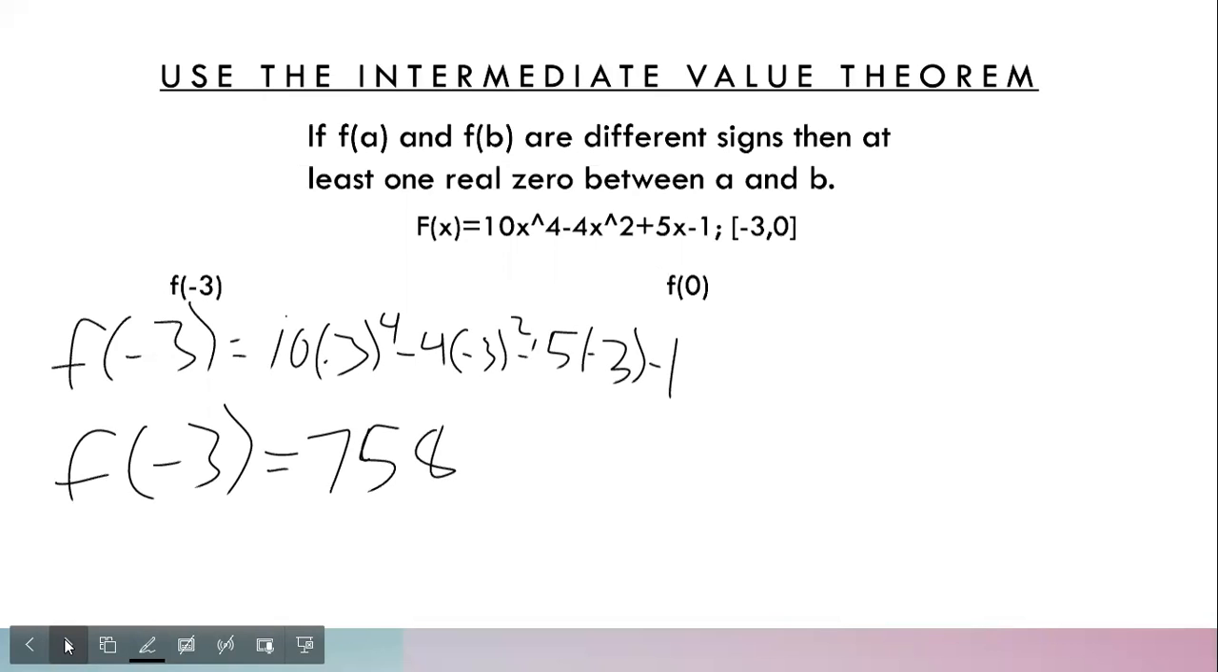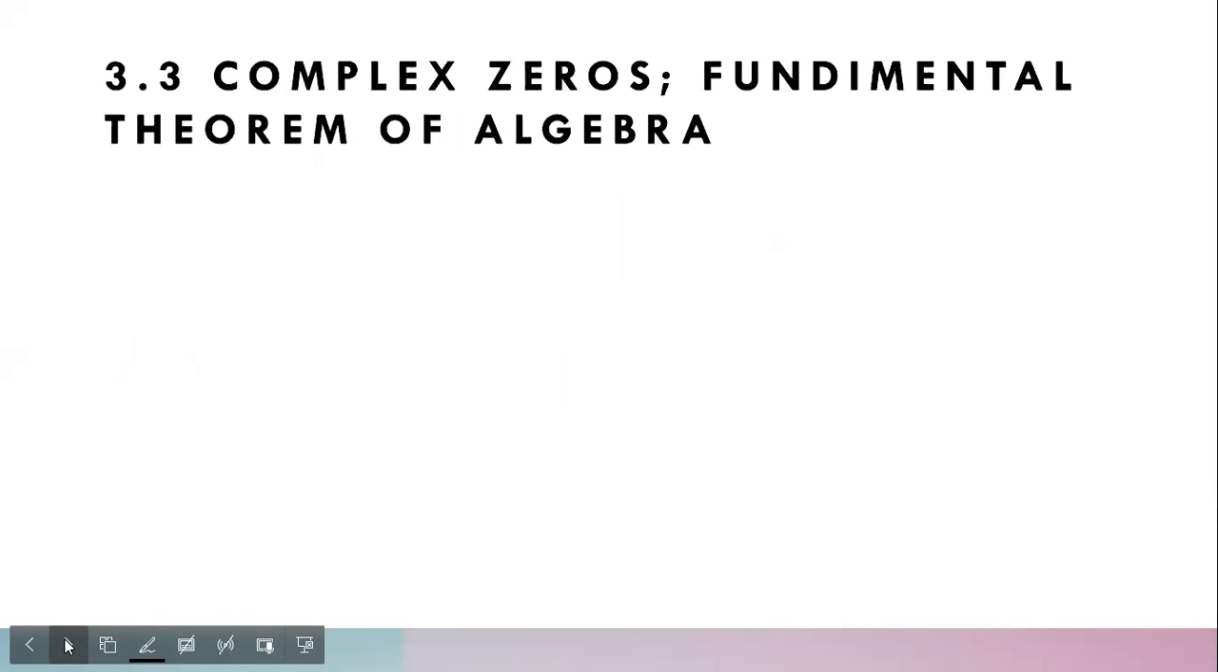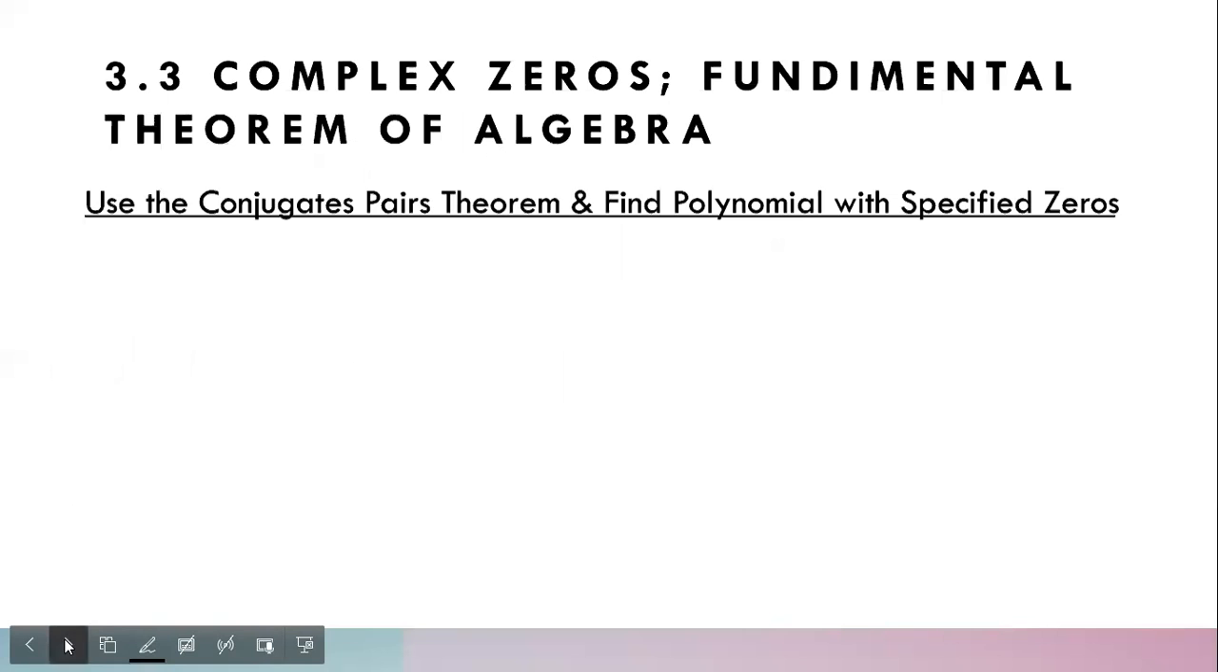Next, we'll find f of 0, which is pretty easy because anything times 0 is 0. So f of 0 will equal -1. And because these two have different signs, we know that there is at least one real zero between -3 and 0. Next up, we have section 3.3, which is complex zeros and the fundamental theorem of algebra.